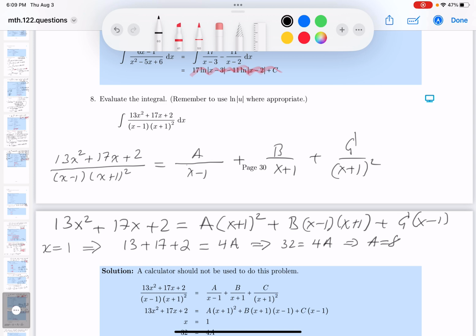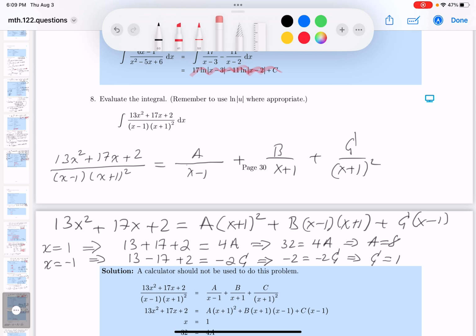Let's try another easy number. x equals minus 1. And what do you get? 13 minus 17 plus 2. And again, I chose minus 1, so the first term and the second term on the right-hand side disappear. And what are you going to get? Minus 2C. Let's see, 13 minus 17 is minus 4, and minus 4 plus 2 is minus 2. So minus 2C is equal to minus 2, which means C is equal to 1.